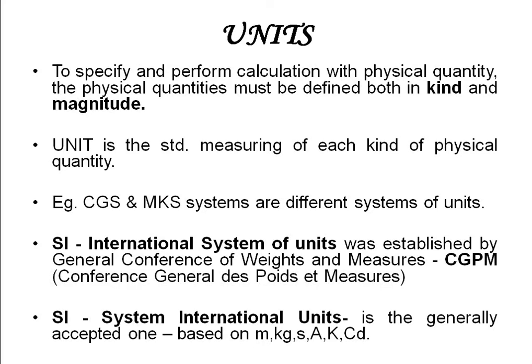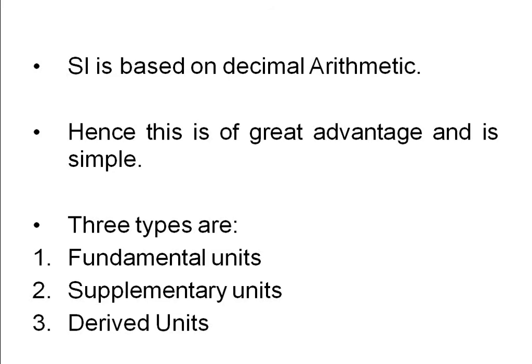It is the International System of Units, which was established by the CGPM, the General Conference on Weights and Measures. So SI is the Système International units. It is generally accepted, and it is based on meter, kilogram, second, ampere, Kelvin, candela. It is based on the decimal arithmetic method, so it is of greatest advantage and very simple. The three types of units are fundamental units, supplementary units and derived units. We can look into each one in detail.